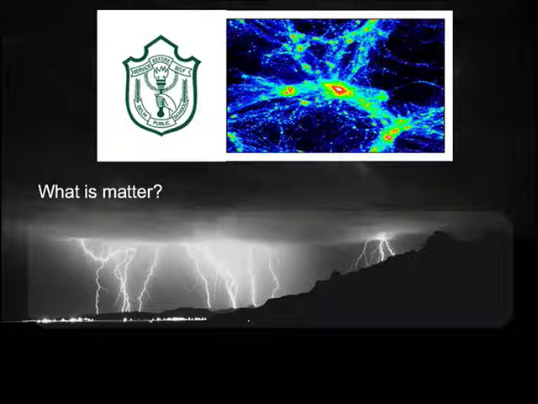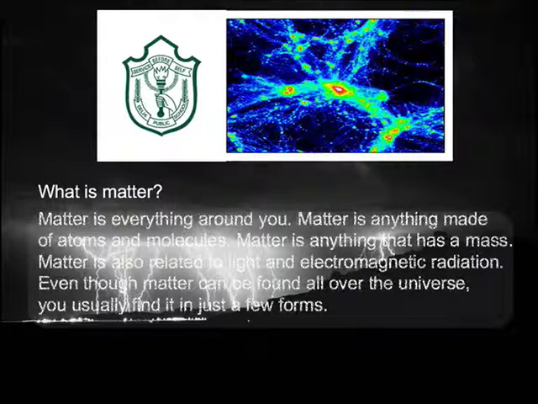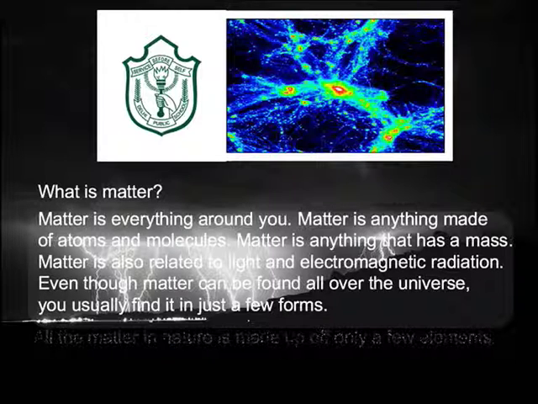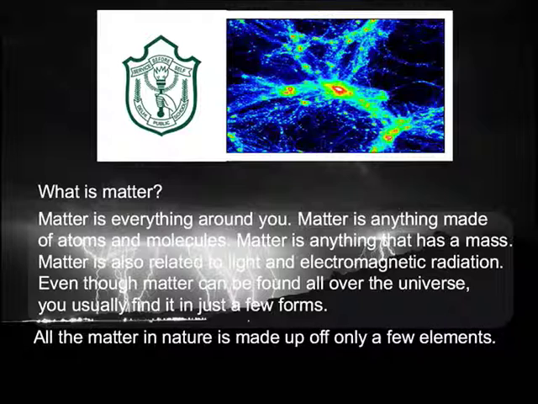What is matter? Matter is everything around you. Matter is anything made up of atoms and molecules. Matter is anything that has a mass. Matter is also related to light and electromagnetic radiations. Even though matter can be found all over, you usually find it in just a few forms. All the matter in nature is made up of only a few elements.